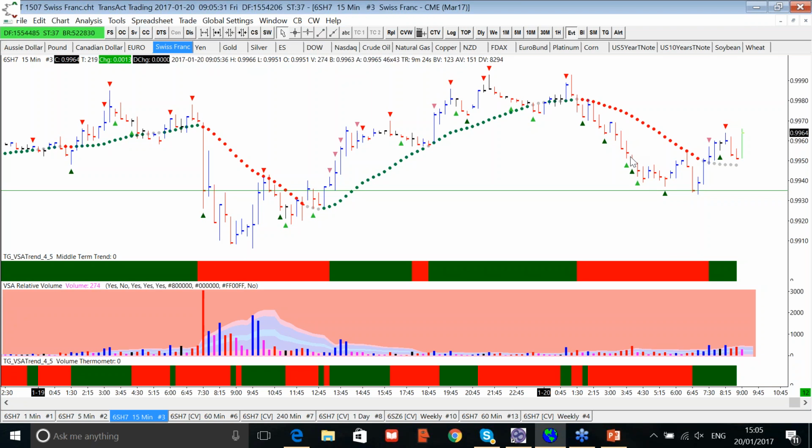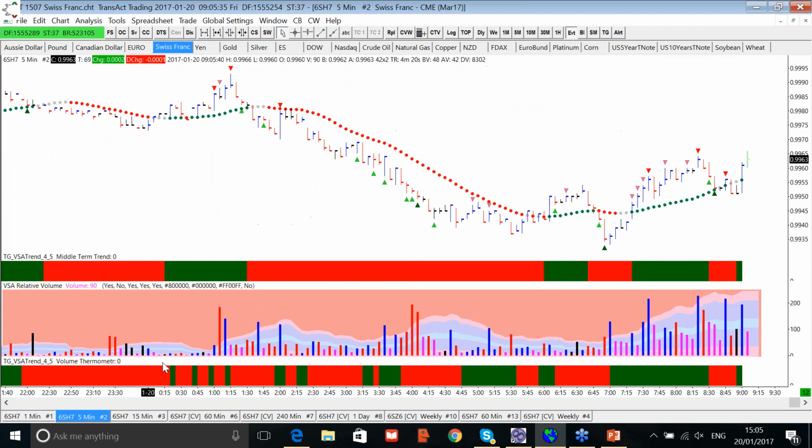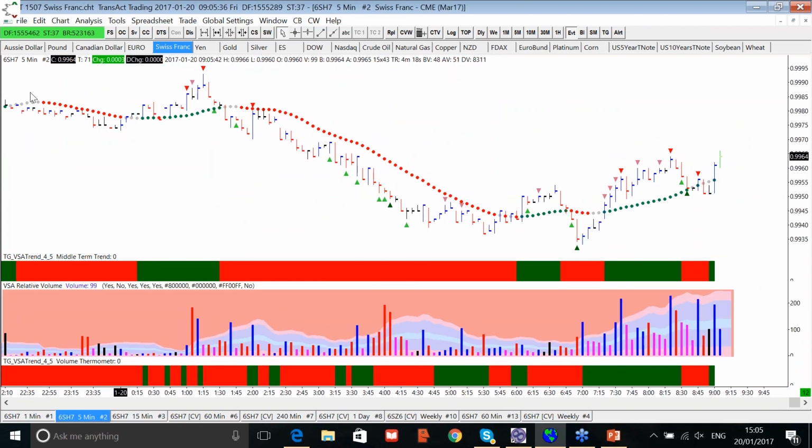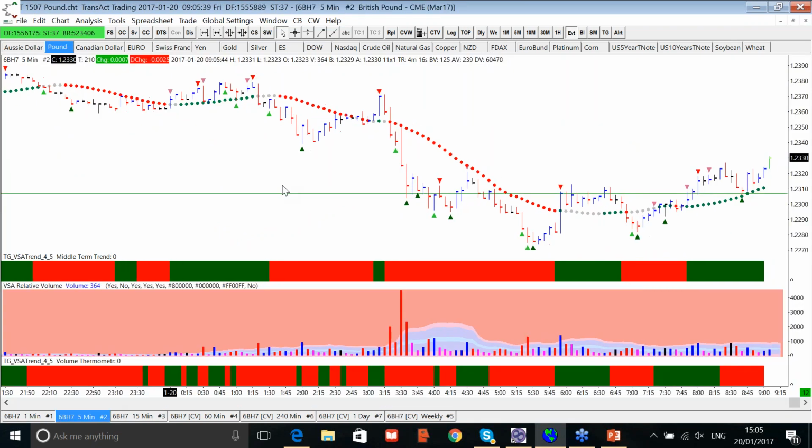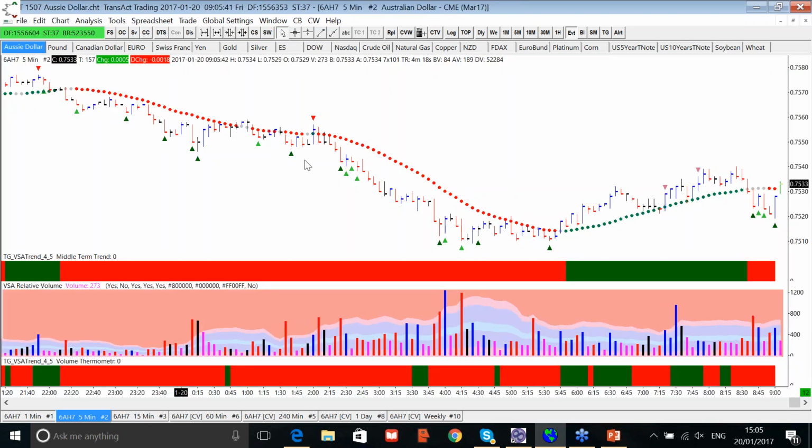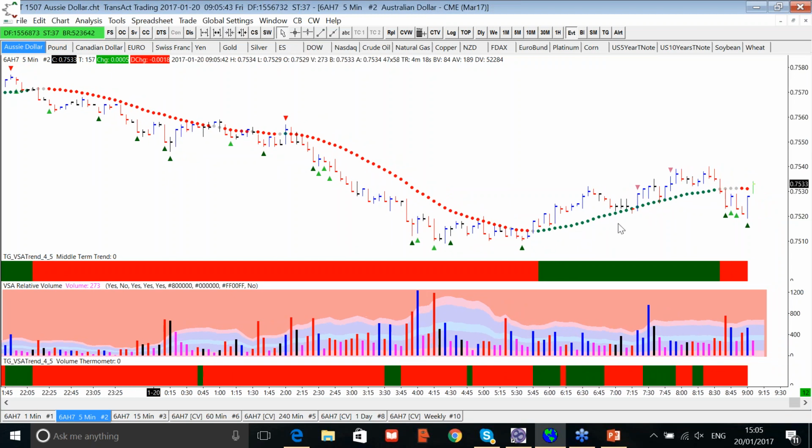Okay, so the CAD Japanese yen has triggered, by the way, just so you know. CAD Japanese yen has triggered. Nothing much yet on the others. So all of these currencies at the moment are being pushed higher by smart money.